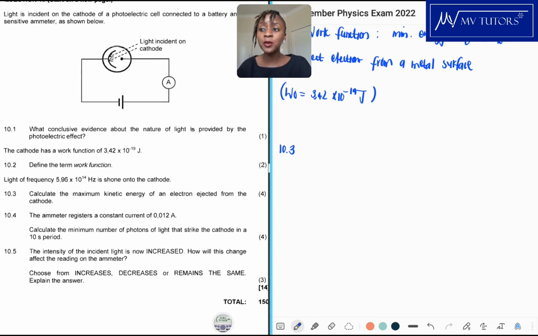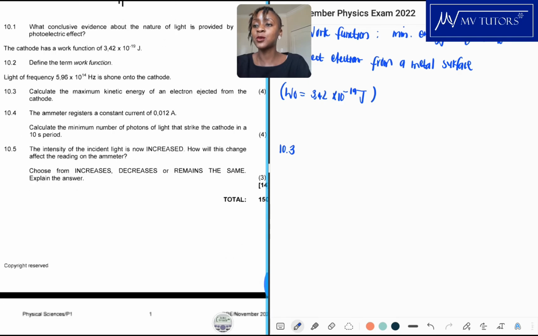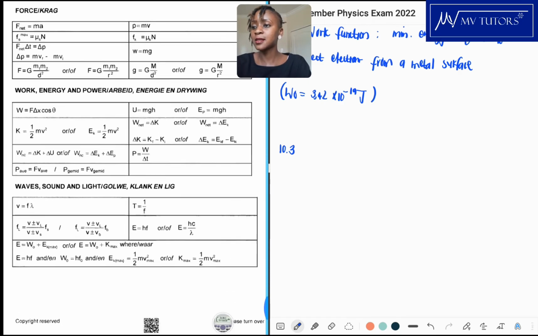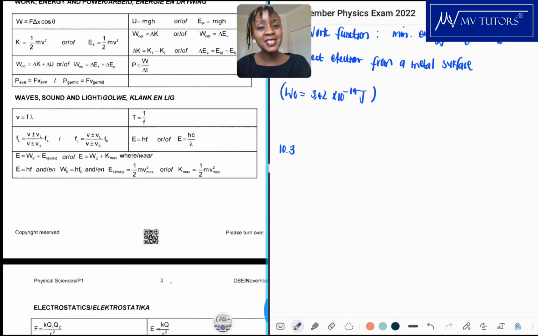All right, just be careful with that frequency. They didn't say threshold frequency, they just said frequency. Okay, so if you want to calculate the maximum kinetic energy, for those who have forgotten what the equation looks like, please consult the formula sheet. Don't get things wrong unnecessarily.